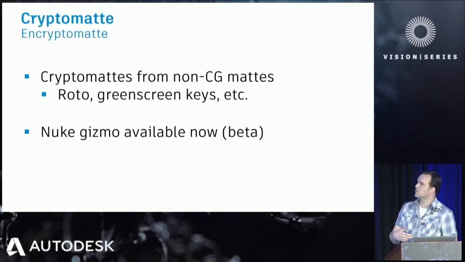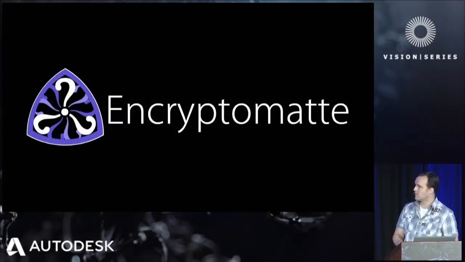So basically, you can composite additional mattes into your set of Cryptomattes or create a new set of Cryptomattes from scratch using things like rotomattes, green screen keys, and so on. So it makes it really convenient when you're compositing and you need to quickly access different mattes. And we have a Nuke gizmo for this that's available now. It's still in beta, but we would welcome testing and feedback from anybody. So now I'm going to show a quick video of Cryptomatte in action.